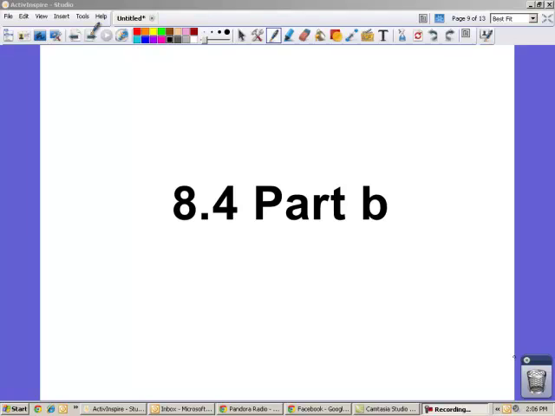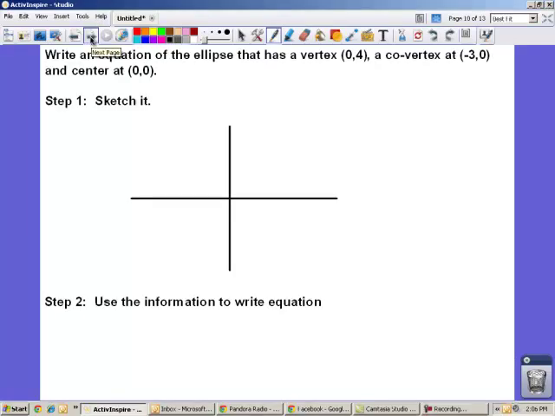This is 8.4, part B. And what we're going to do is write an equation of the ellipse that has a vertex of (0, 4), a co-vertex of (-3, 0), and the center is always going to be (0, 0) for these right now.